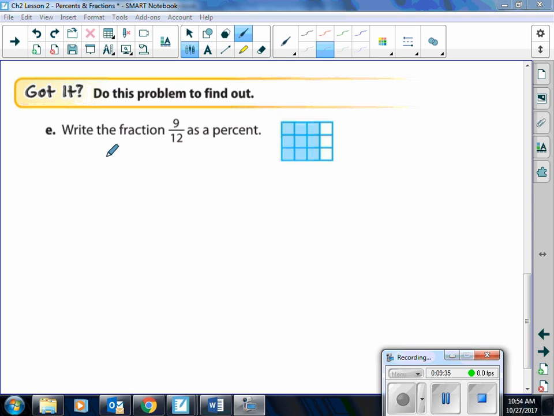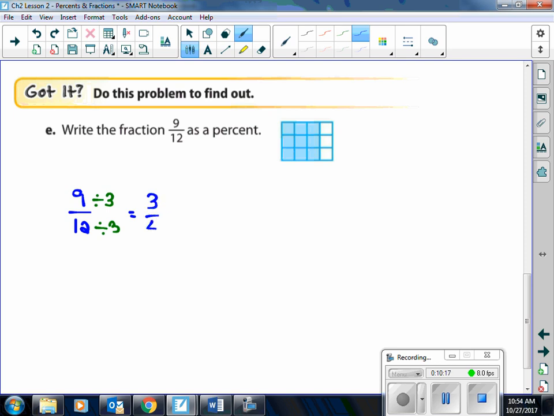All right, so let's do problem E. Here it says write the fraction 9/12 as a percent, and of course this is what it looks like in picture form. And we want to write 9/12 as a percent. And again, when you look at this, can I change 12 into 100? No. So I'm going to scale back. Very good. So we're going to divide by 3. So when I simplify by dividing the numerator and the denominator by 3, we get 3 over 4.